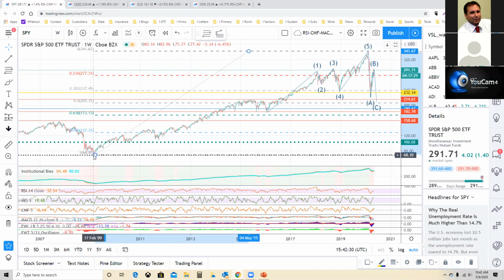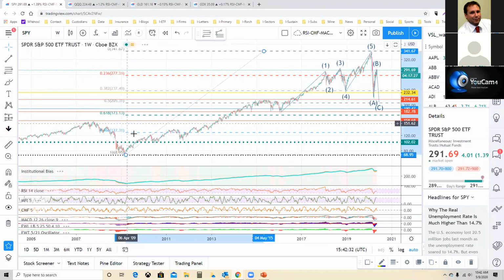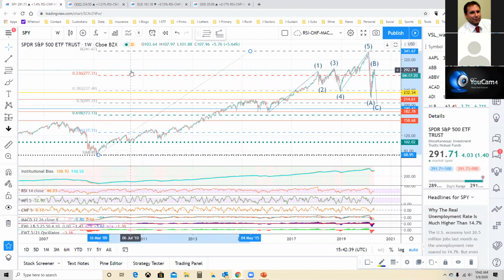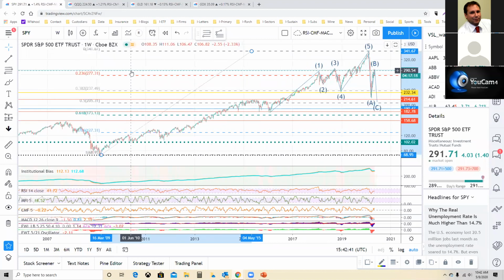So from way back here, back in 2009 to the top, look how perfect that was. It hit right at a Fibonacci level. And things like that happen over and over again. What this tells me is that this was the end of the bull market. That was the true end of the bull market, the secular bull market.